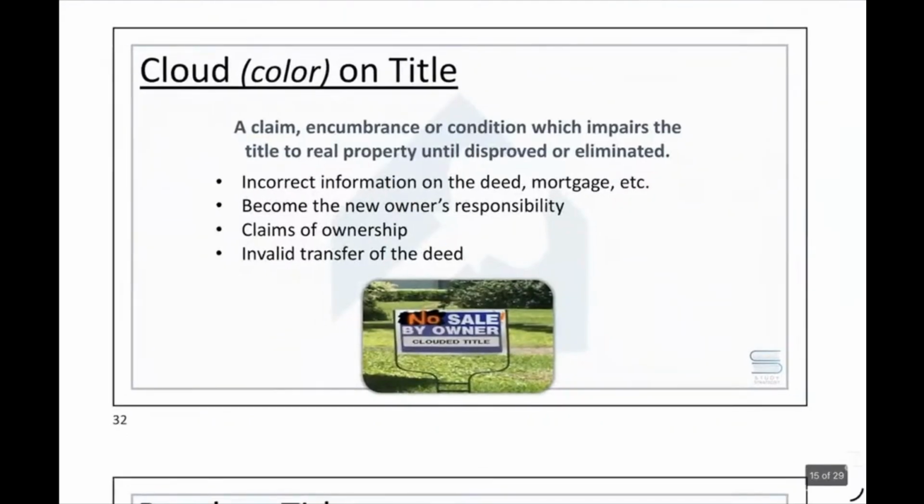Now, if you're trying to give somebody ownership or title to a piece of land, they want it to come problem free. When you say cloud or color on title, there's a claim, encumbrance, or condition which impairs the title. We're saying it's dirty. It's not good, clean title. It's colored. It's got yucky mud on it, right? Or it's clouded. It's not clean. That's what we mean by a cloud on title. Your ownership or your right to own it is kind of a little shady. We're not sure what's going on there. That's what we mean by color or cloud on title.